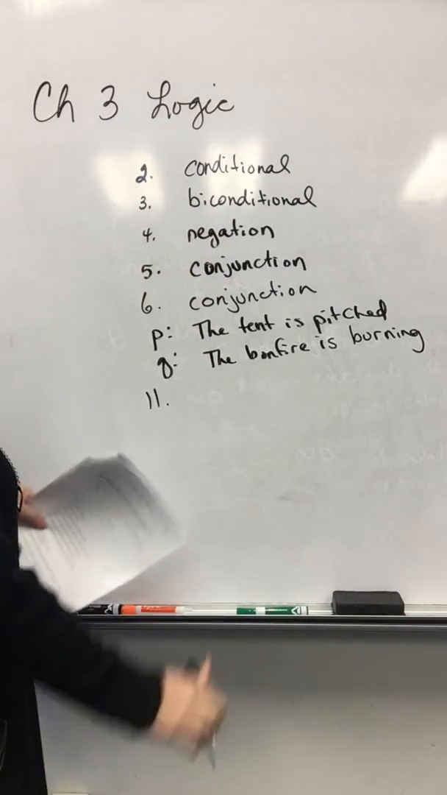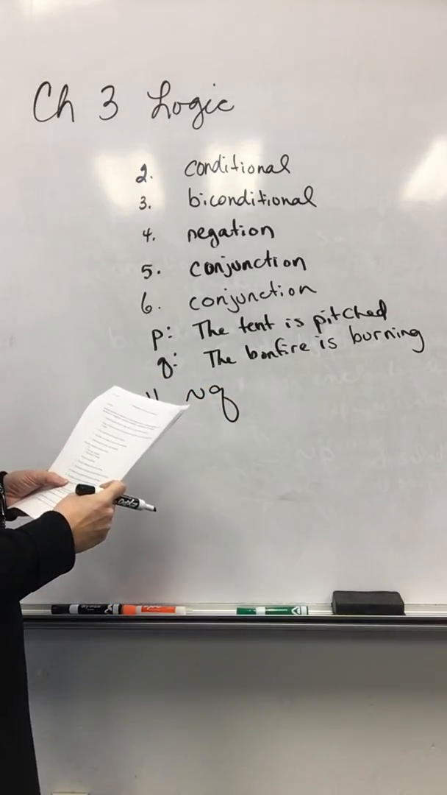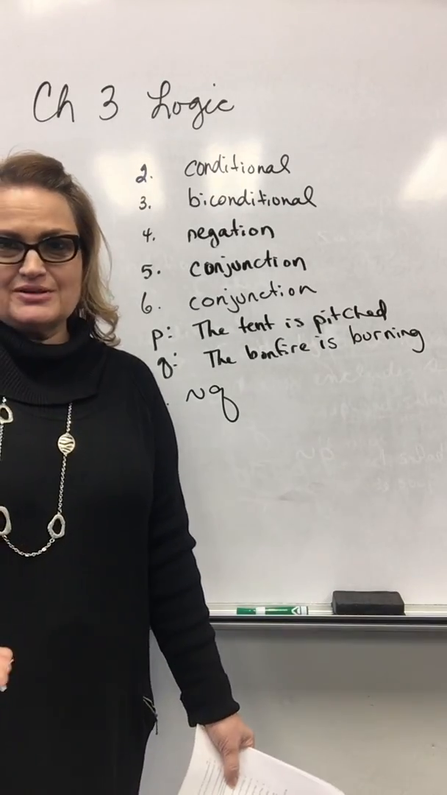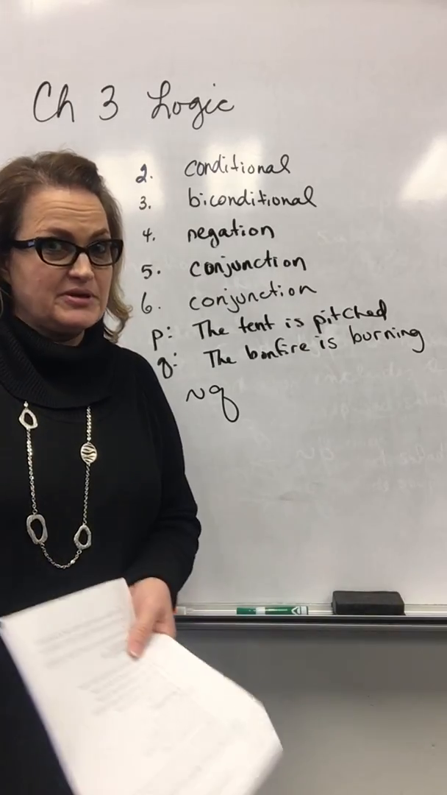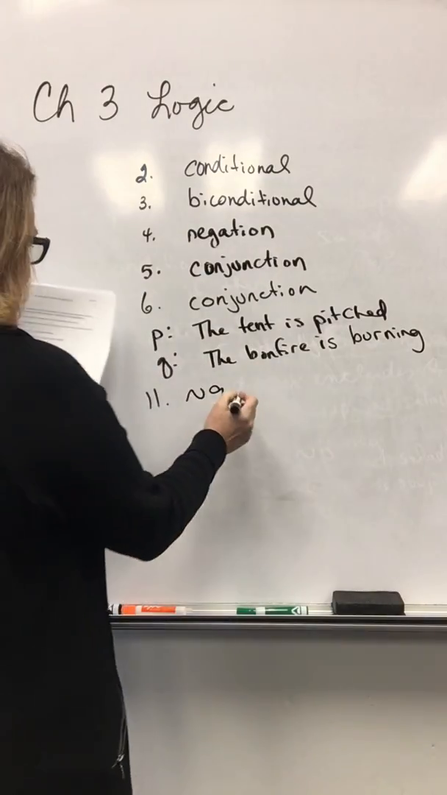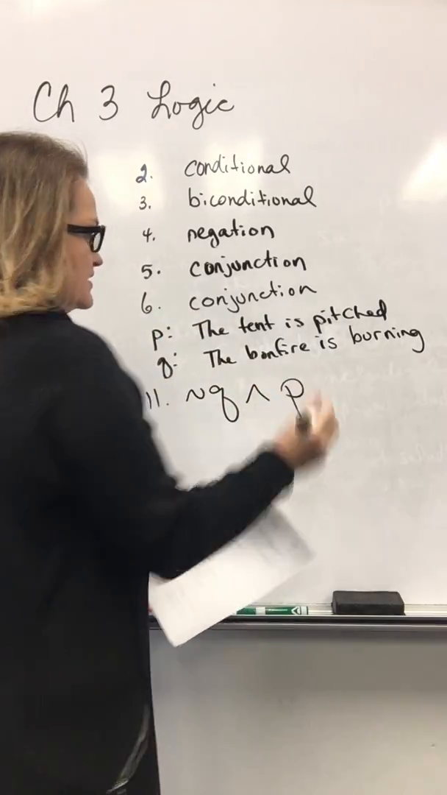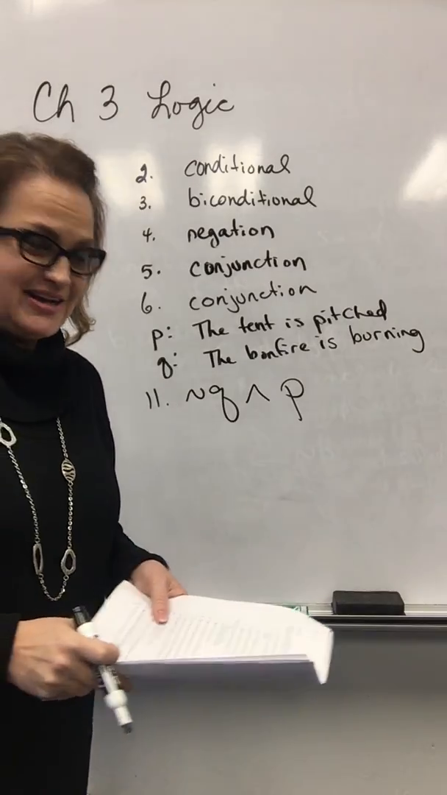The bonfire is not burning, that's negation of Q. However, oh, I don't think I put that one in your notes. However is also and. There's a lot of these other ways of saying and. I guess if you're in doubt, it's probably an and. However, or and, is used here. The tent is pitched, statement P. So, various ways you see and. They should have just said and, right?